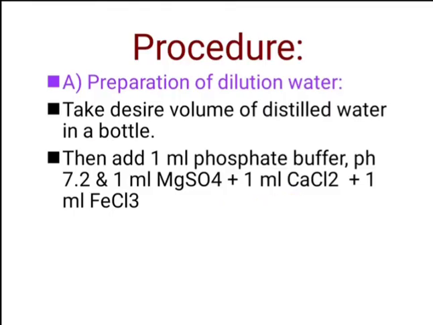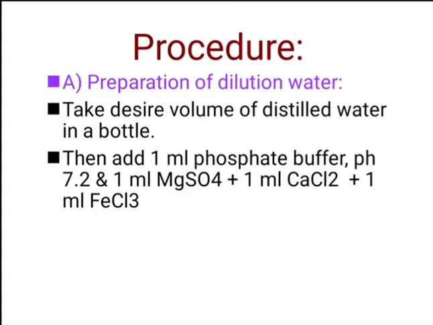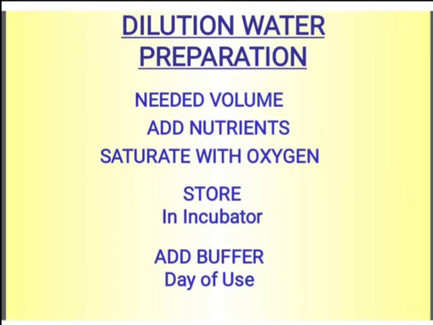This is the first point, preparation of dilution water. Initially we take a desired amount of distilled water, then add the phosphate buffer 1 ml, pH 7.2, and 1 ml magnesium sulfate, 1 ml calcium chloride and 1 ml ferric chloride. So this is the method for dilution water preparation. Initially take a sufficient amount of water, then add the nutrients which I have written here: magnesium sulfate, calcium chloride and FeCl3. Everything is 1 ml and buffer is added.